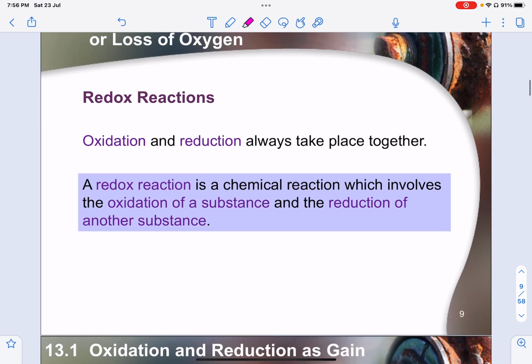So what exactly is a redox reaction? This is a definition. Usually it comes out in exams if you are required to explain, or the question can come from the point of explaining why this reaction is considered a redox reaction. Basically, for something to be considered a redox reaction, oxidation and reduction must occur together. A redox reaction is a chemical reaction involving both the oxidation of one substance and the reduction of another substance.